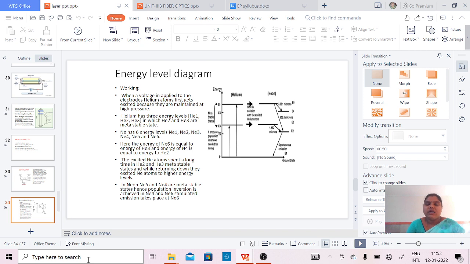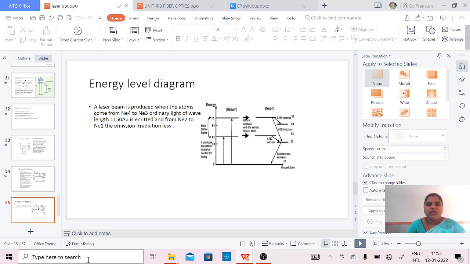Whenever we achieve the population inversion condition, we then achieve the stimulated emission condition. Through this stimulated emission, we get a strong laser beam. A laser beam is produced when the atoms come from Ne4 to Ne3. Ordinary light with a wavelength of 1150 angstrom units is emitted from Ne2 to Ne1. The emission is radiationless.